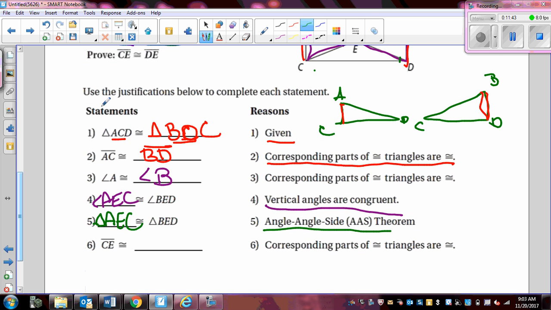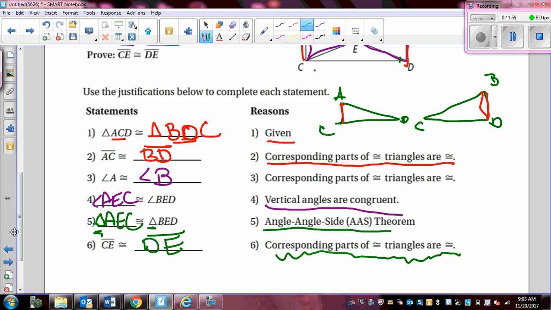Now in these triangles, we can have CE is congruent to DE, which is what we're trying to prove, because we already proved my triangles are congruent. And in these triangles, we have these two sides. So corresponding parts of congruent triangles are congruent.